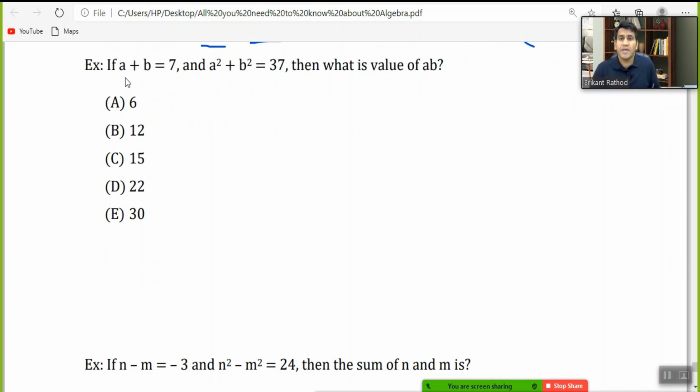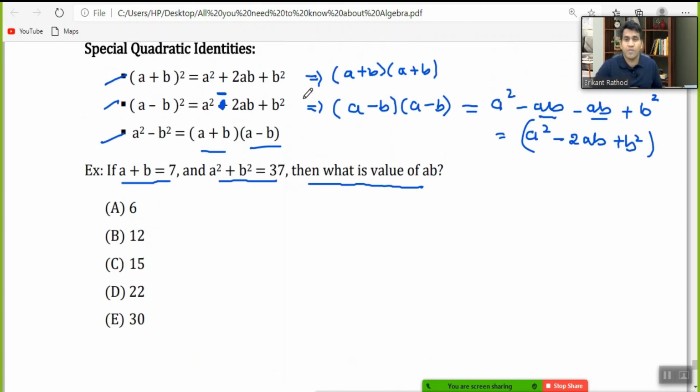If a plus b equals 7 and a square plus b square equals 37, then what is the value of a times b? Here it is saying a plus b equals 7 and a square plus b square equals 37. I can't split a square plus b square in the identity form because that is for a square minus b square, not for plus. Then what should I do now? I have to solve for a times b. So how do I get that value? So how do I solve this?